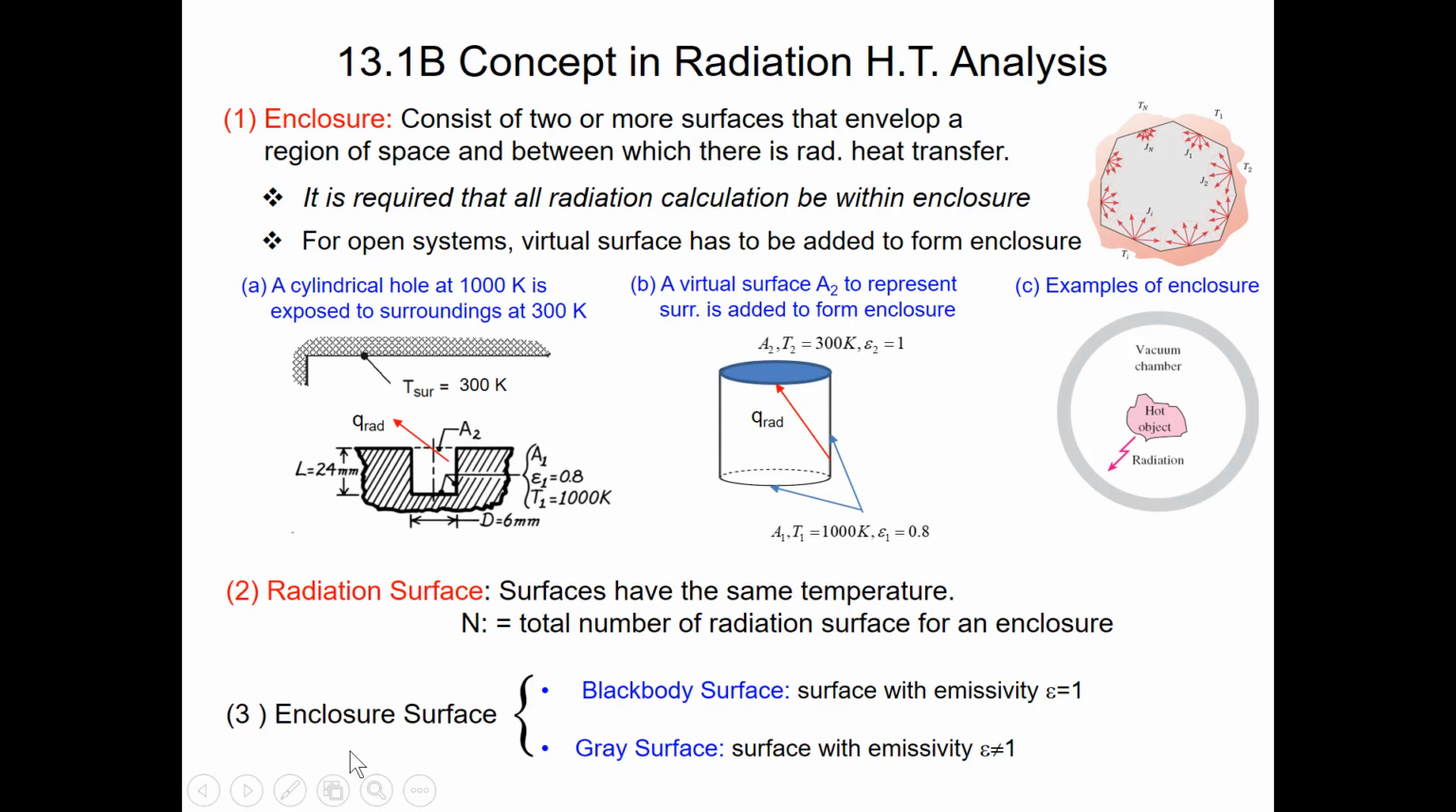The last concept is about enclosure surfaces, which can be blackbody surface or gray surface. If the surface has emissivity of 1, it is a blackbody surface. Otherwise, it is a gray surface.